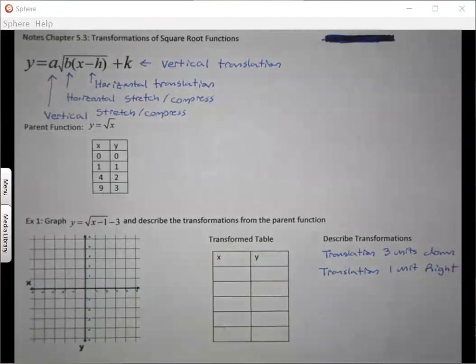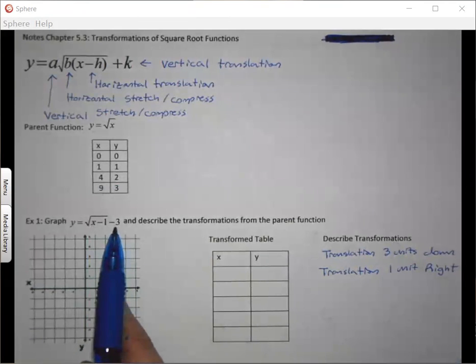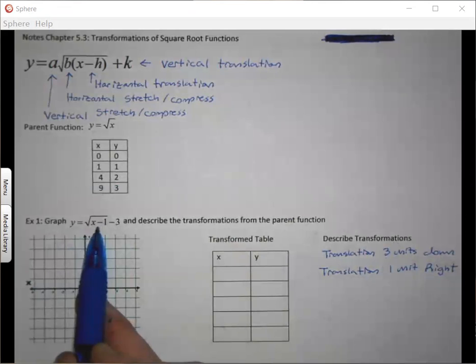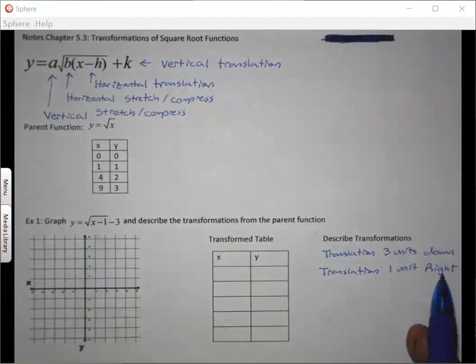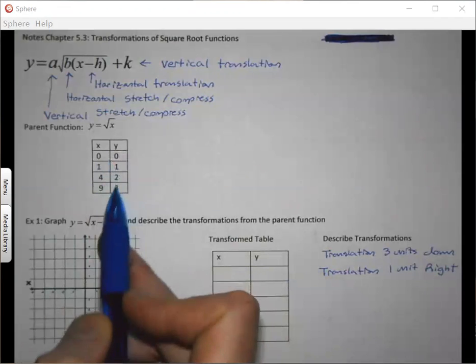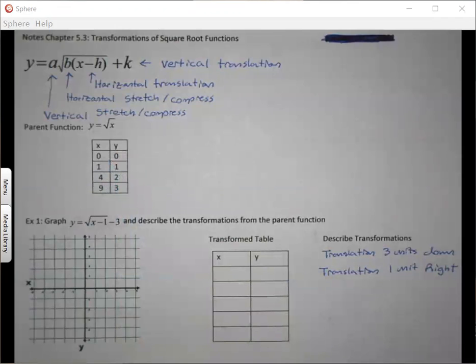So for example 1, I've already described our transformations. You can see here the K, the vertical translation, 3 units down. Inside our H, so that's horizontal translation, that's going to move 1 unit to the right. So now we want to make our equations for x and y, and then we'll plug in the values from our parent function.